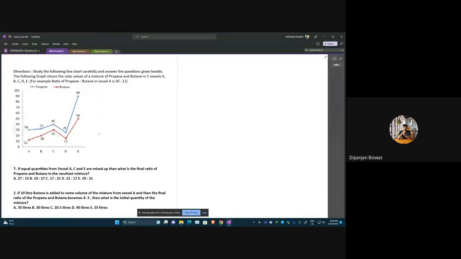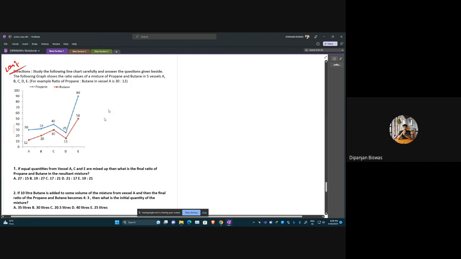So moving to the last DI question. Here a line graph is given, and in the line graph, data will be given at points in this fashion. Like at this point it is 30, then 32, 40, 25, and 90. It is given that the following graph shows the ratio values of a mixture of propane and butane in 5 vessels A, B, C, D, and E.